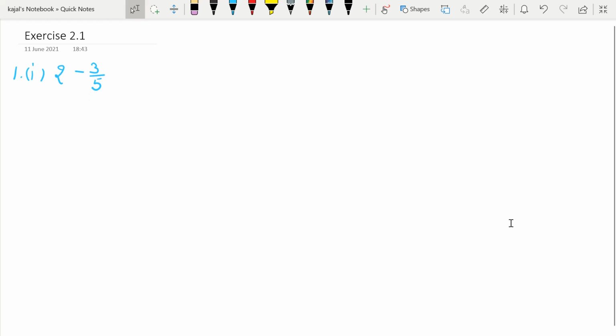Today we are going to solve some maths problems of grade 7. This is exercise 2.1. Chapter 2 is about fractions. Then how can we solve this type of questions? In this type of questions, we first have to take the LCM.